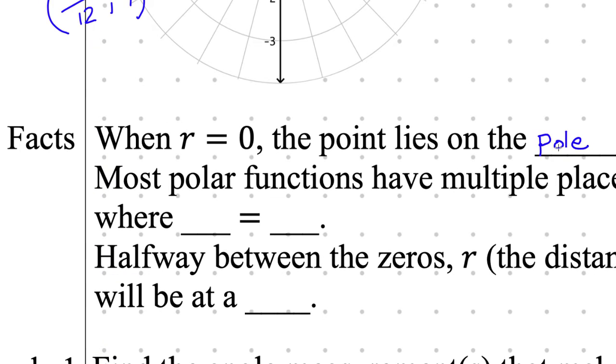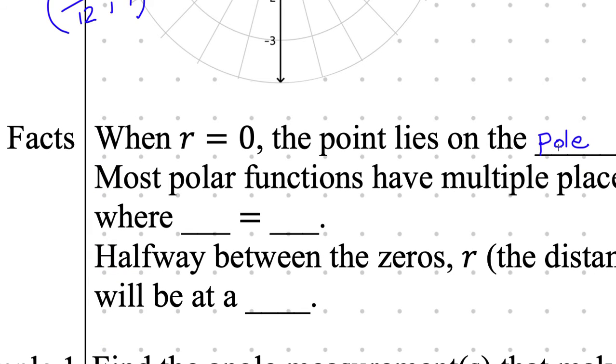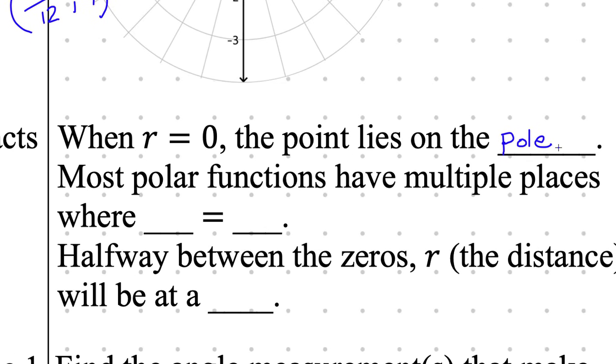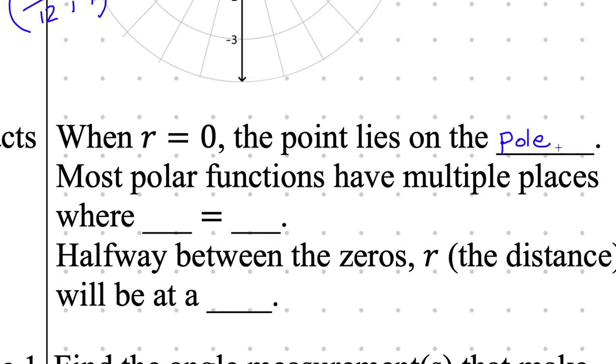So I say most polar functions, but I should really say all of the polar functions that you'll be seeing should have multiple places where the radius is 0. So know this, you will have multiple places where the radius is equal to 0. If I restrict it to some specific domain for your theta, then it might only be 1 or 2. But generally speaking, if I don't restrict you, you'll have an infinite number of places where r is equal to 0, unless I'm giving you some really hard function that's not in AP Calculus land.